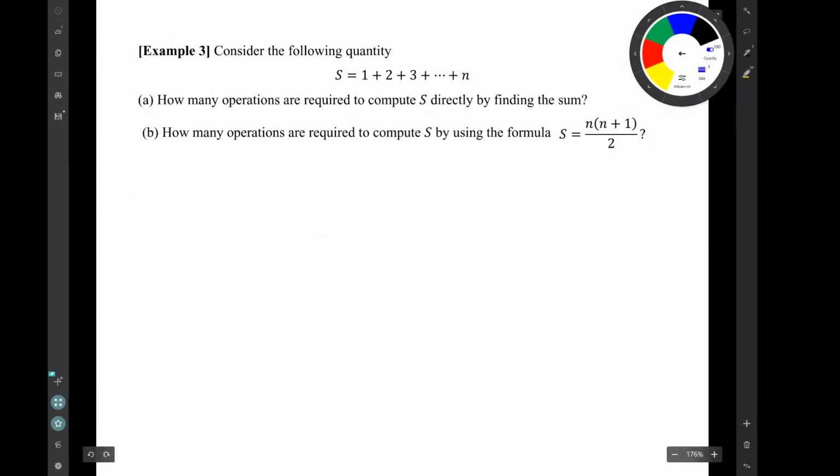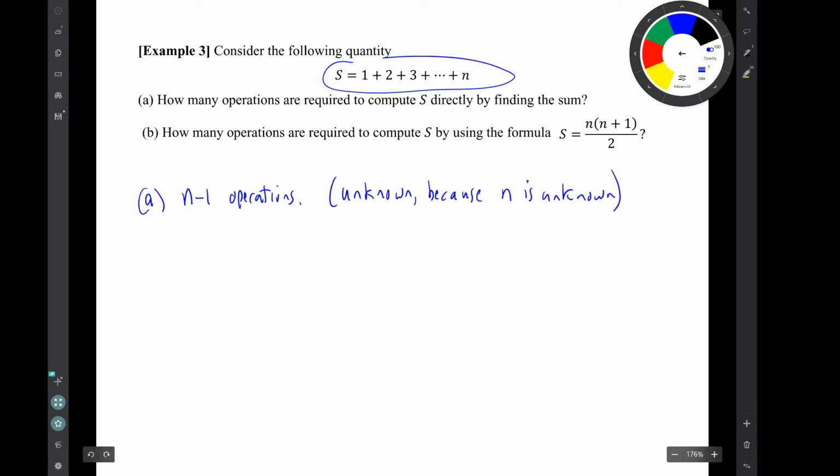Example 3, consider this quantity where n is unknown. Okay, well, question A, how many operations are required to compute S directly by finding the sum? Well, we don't know. It's whatever n is minus 1. Question B, how many operations are required to compute S by this formula? Well, that's 3.